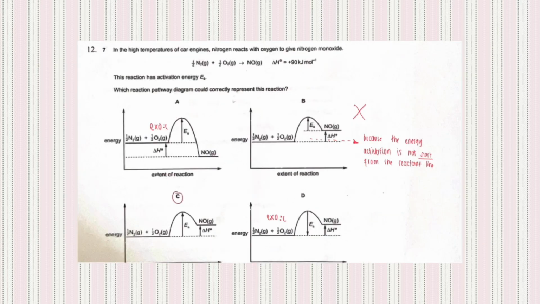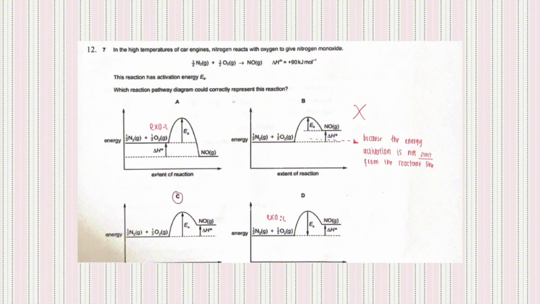12. In the high temperature of car engines, nitrogen reacts with oxygen to give nitrogen monoxide. Half of nitrogen plus half of oxygen become nitrogen oxide. The enthalpy change is positive 90 kJ per mole. The reaction has activation energy EA. Which reaction pathway diagram could correctly represent this reaction?